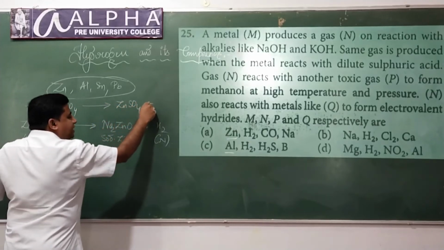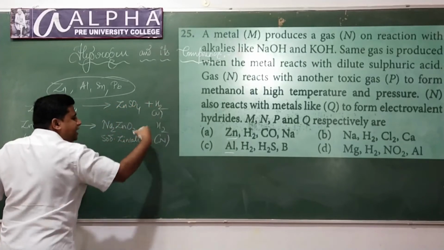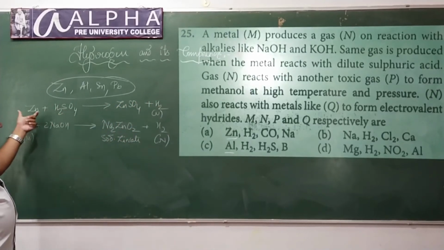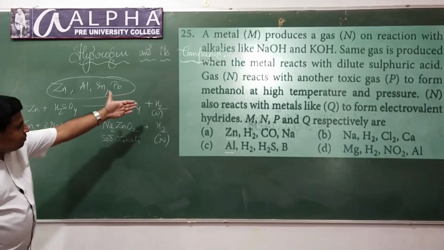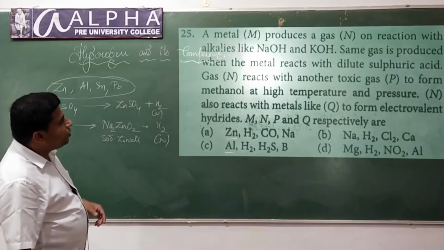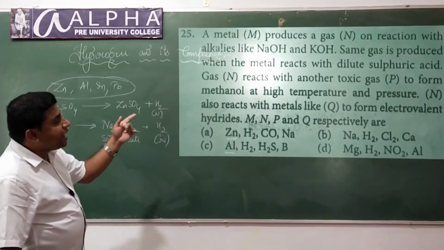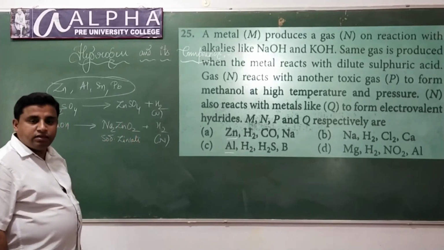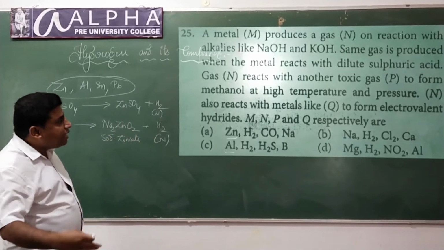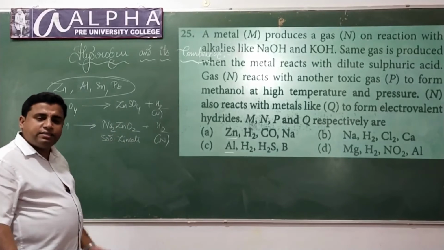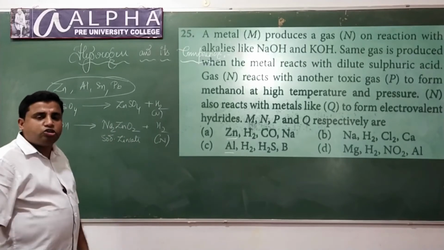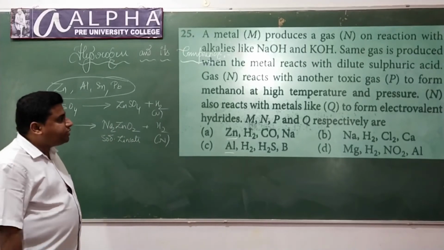ZnSO4 and it liberates hydrogen gas. When the same metal reacts with sulfuric acid, the same gas is produced. That's correct. Next, gas N reacts with another toxic gas. Which is the toxic gas? Very simple. Carbon monoxide is a toxic gas, isn't it?